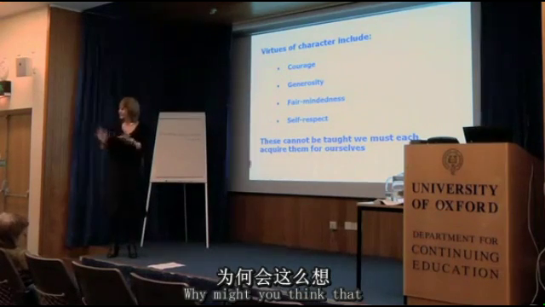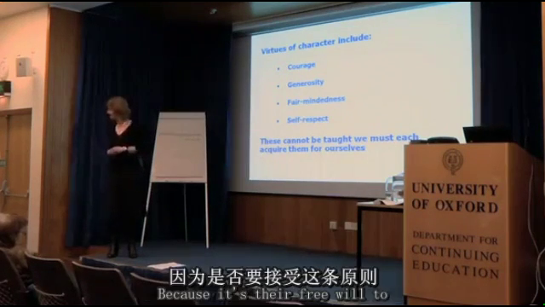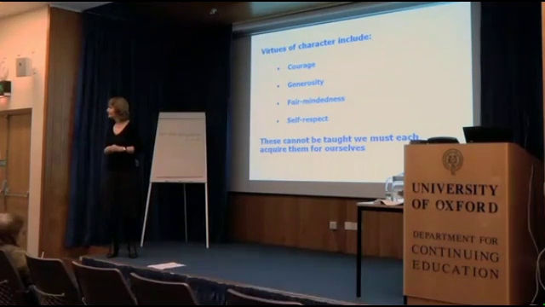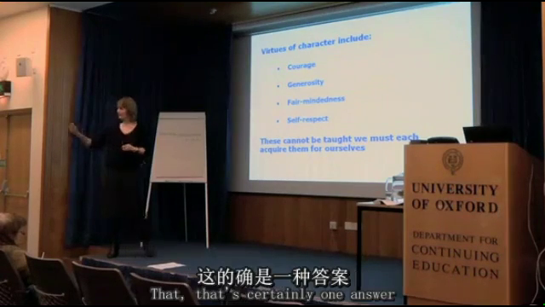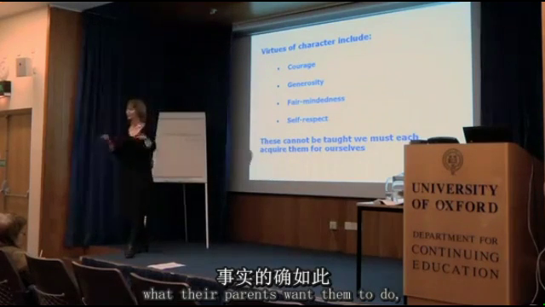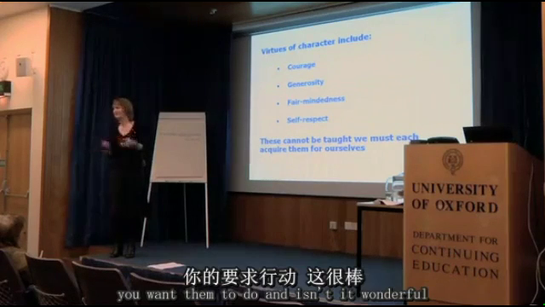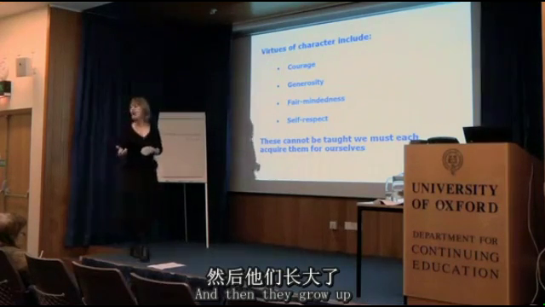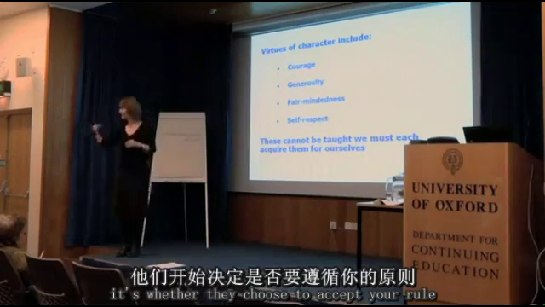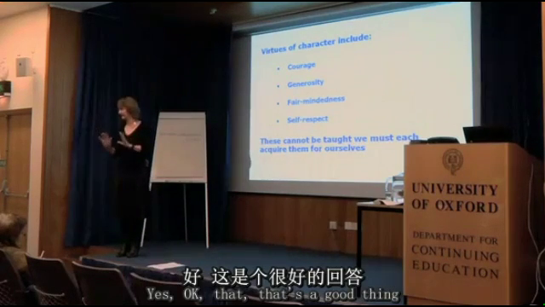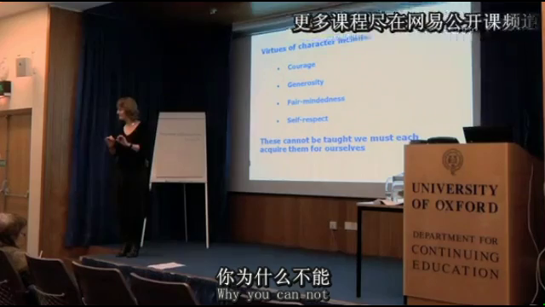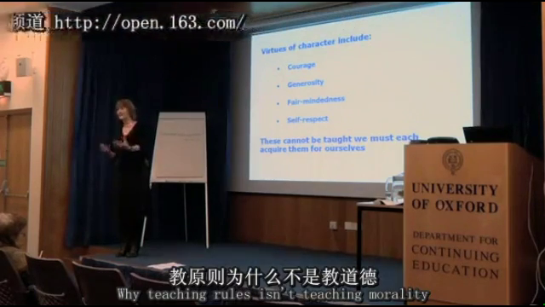Why might you think that? Thinking back to the last 2 weeks. Because it's their free will to accept this rule or not, or just accept it because of some consequences. It's a free will. That's certainly one answer, because it's certainly true that when young children do what their parents want them to do, you know, there's that time when all children do exactly what you want them to do, and isn't it wonderful? And then they grow up, about 5, I think, and at that point it's whether they choose to accept your rule. Yes, okay, that's a good thing. What was the question I asked? I'd forgotten. Why you cannot really... Oh yeah, that's right. Why teaching rules isn't teaching morality.